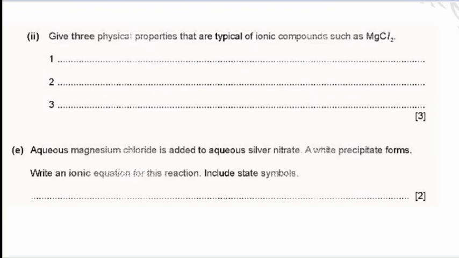Give 3 physical properties that are typical of ionic compounds, such as magnesium chloride. So we're looking for 3 physical properties, so things that can be measured without a chemical reaction. The most obvious ones would be high melting and boiling points. And remember, please don't be lazy and write MP and BP because the examiner won't know what you're talking about. It's that strong electrostatic attraction that gives them a high melting and boiling point.